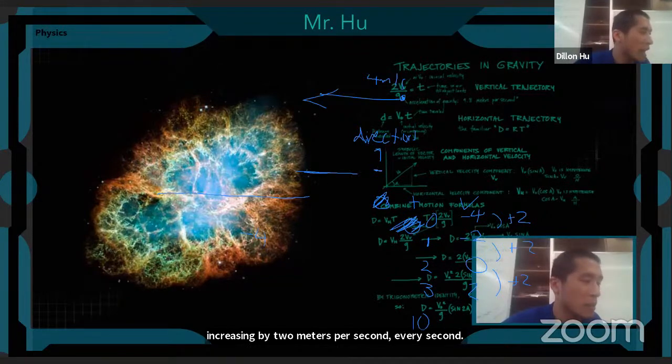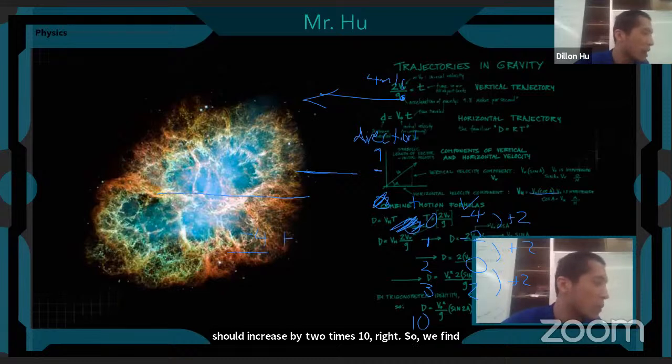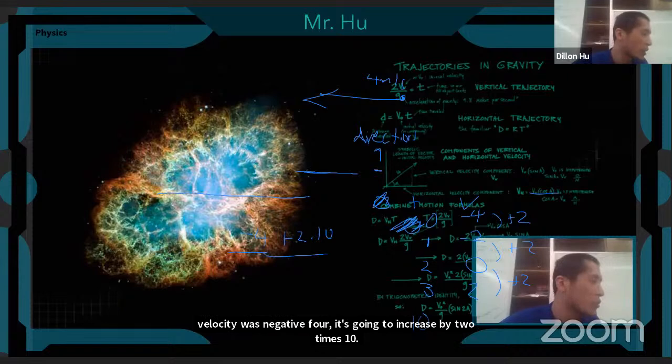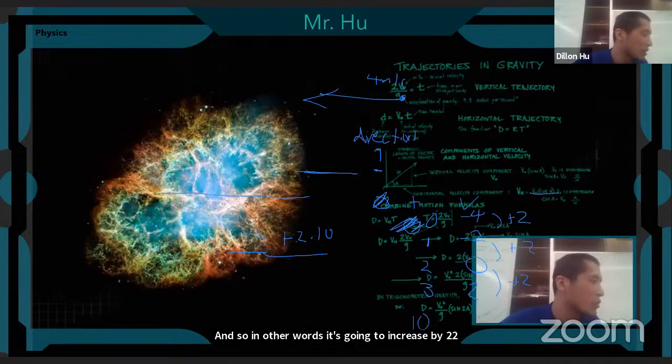So what this means is after 10 seconds, my velocity should increase by 2 times 10, right? So if my initial velocity was -4, it's going to increase by 2 times 10. In other words, it's going to increase by 20. So our final velocity would actually be 16 meters per second.